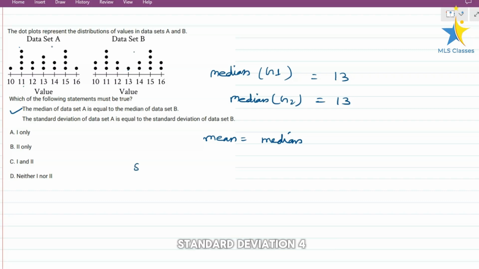So we can say the standard deviation for dataset A will be less than the standard deviation of dataset B. So statement 2 is false. That means if we see the options, then statement 1 only is correct. That means option A is the correct answer for this.